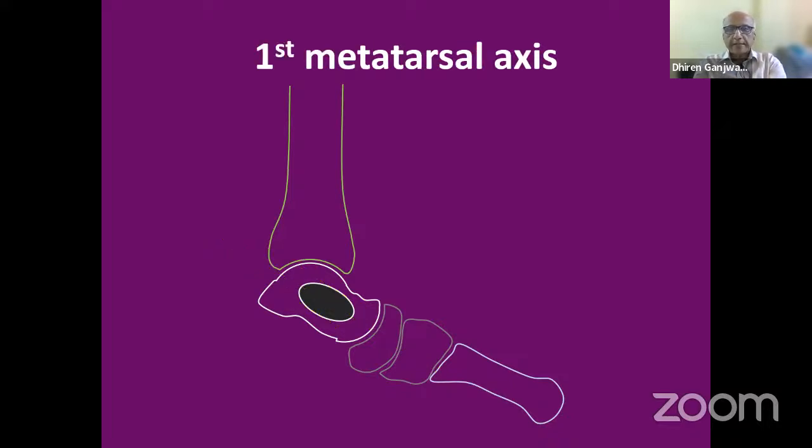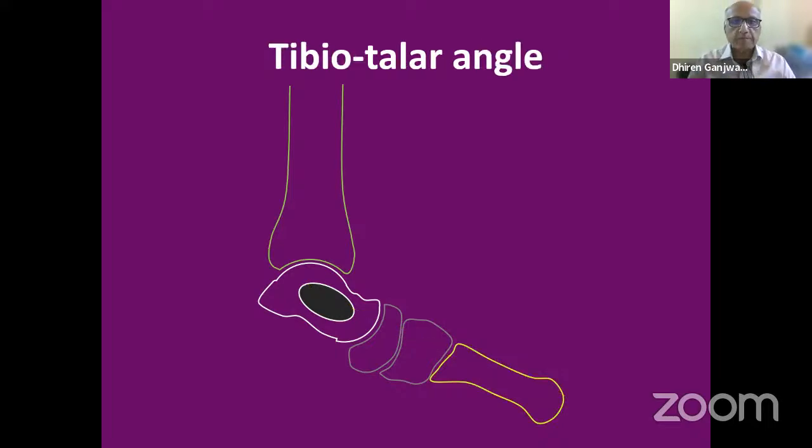For the first metatarsal axis, we again created a template which is almost like the tibial template. And again, the long line is kept parallel to the dorsum of the first metatarsal. As shown in this figure, you can see that this is basically the line. So now we have the tibia, talus, and first metatarsal axis. Then we measure the angle.